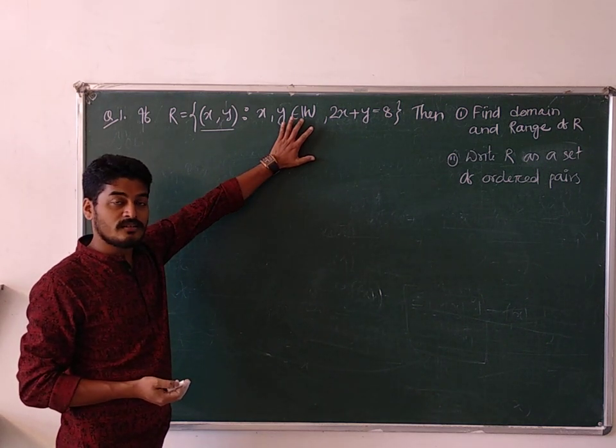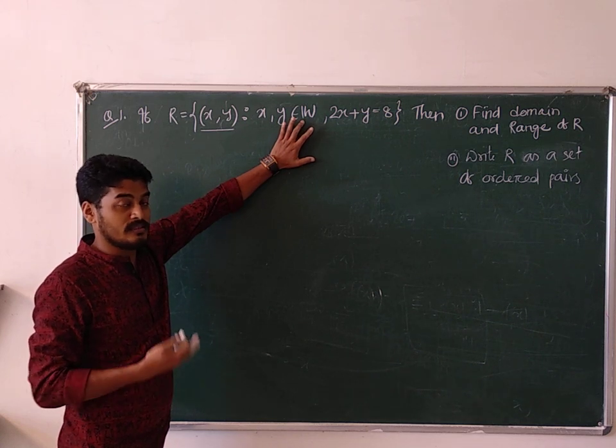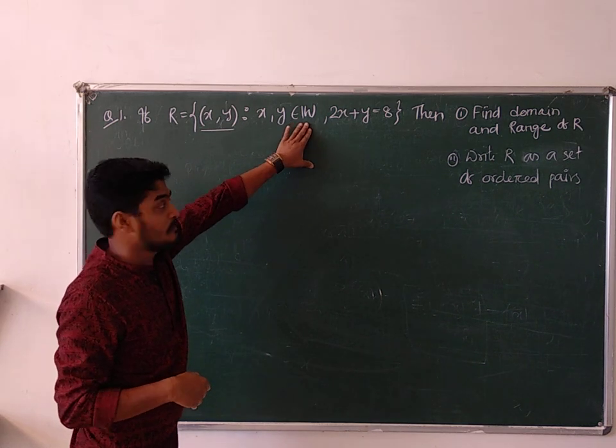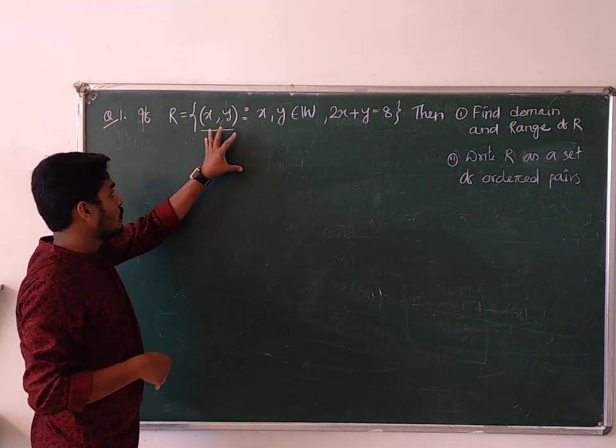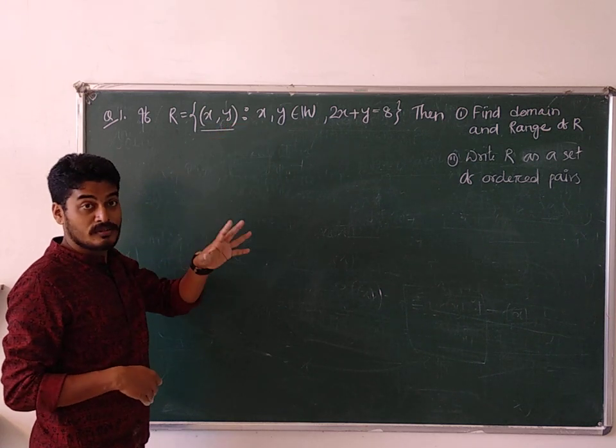Natural numbers including 0 are known as whole numbers. Natural numbers and 0 are known as whole numbers. That means R will contain all those ordered pairs where in place of x as well as in place of y only whole numbers will be there.